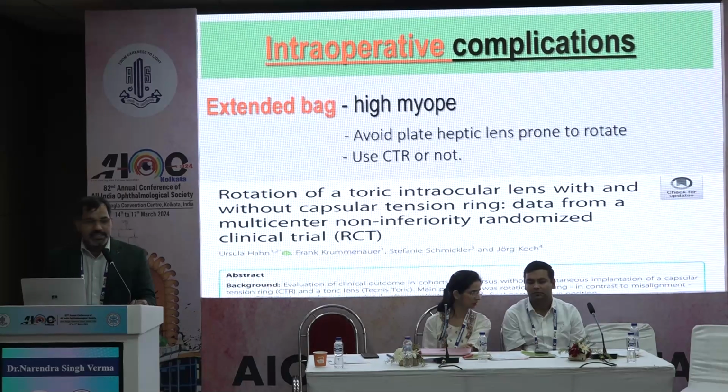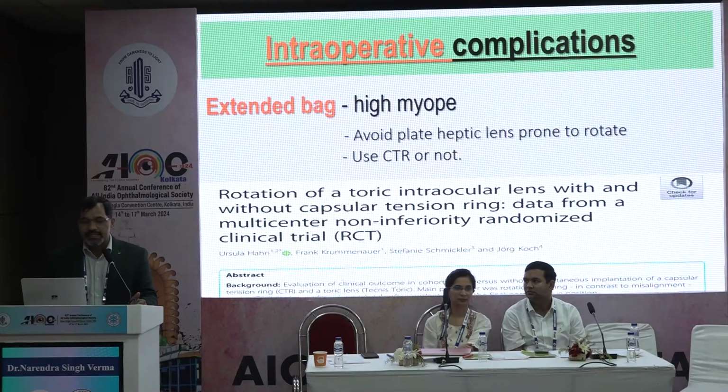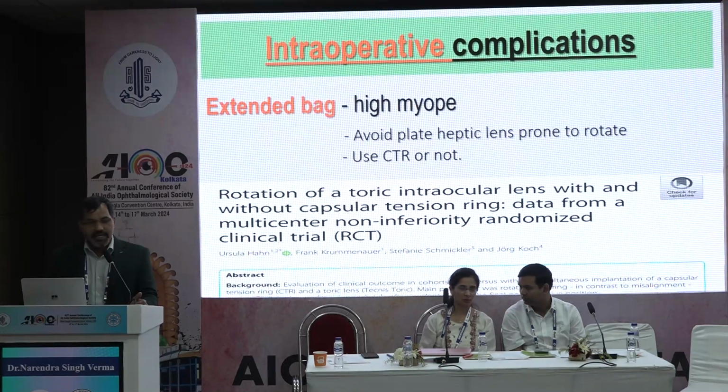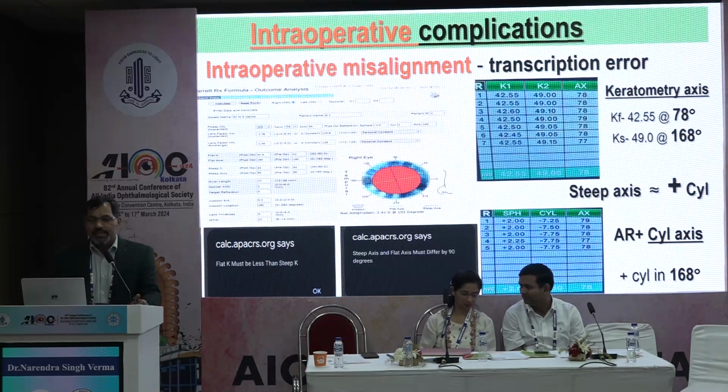If the anterior chamber is overinflated, the lens will move freely. So the pressure in the anterior and posterior chamber should be equal. Then the anterior and posterior capsule will be in opposition with each other, and they will prevent rotation of the lens. Keep the patient admitted for 2 to 3 hours in the hospital and patch the eye. Before discharging the patient, you can check the patient on the slit lamp. Intraoperative misalignment is also possible.